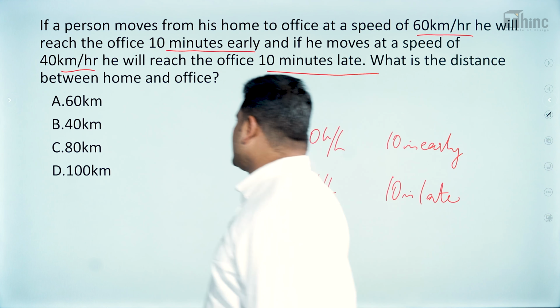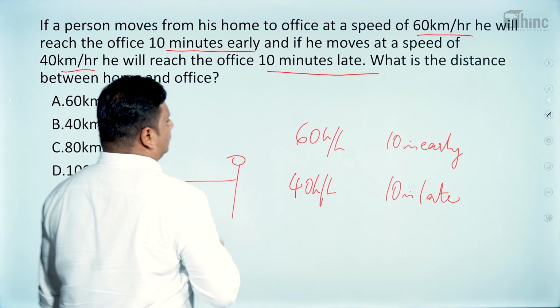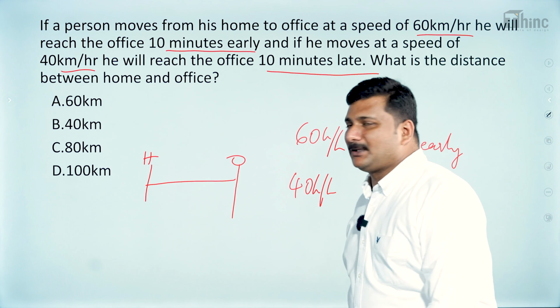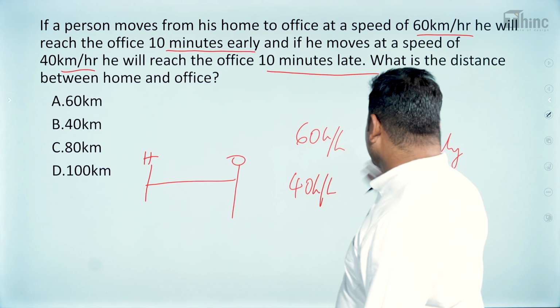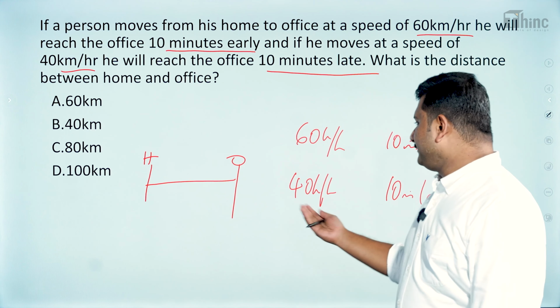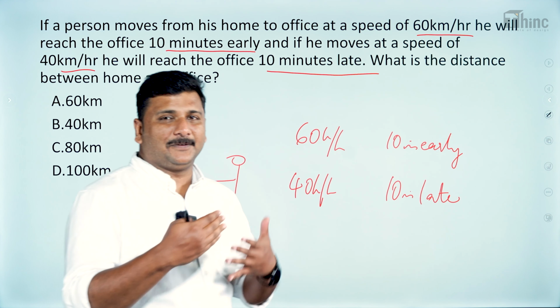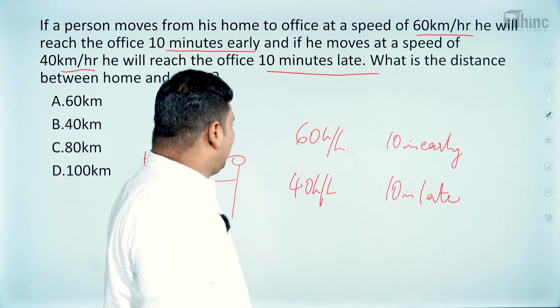So we need to find the distance between the home and the office. So basically imagine you are actually moving towards the office. If he moves at 60, he reaches the office 10 minutes early. If he moves at 40, he reaches 10 minutes late. And what we need to find out is the distance between the home and the office, right? Very interesting question, right?